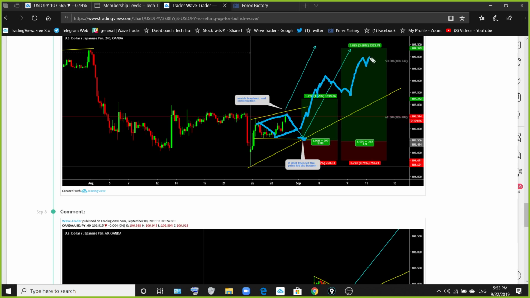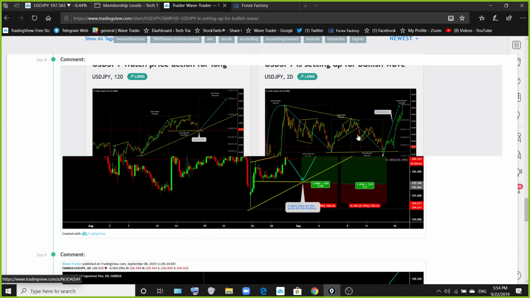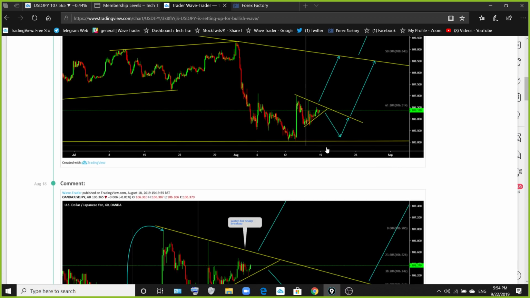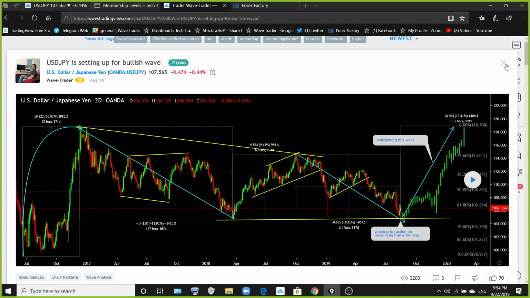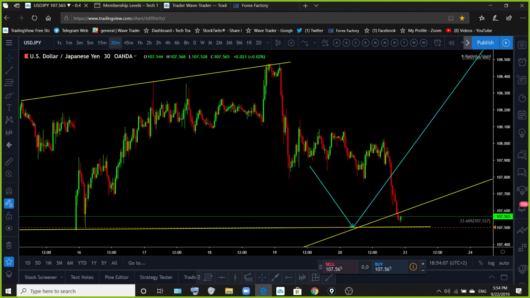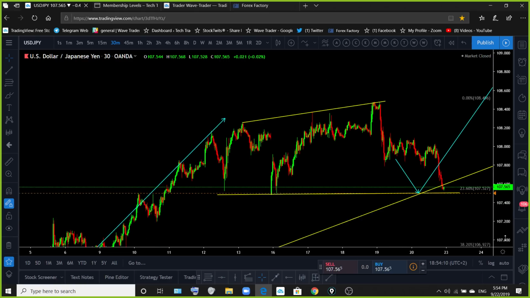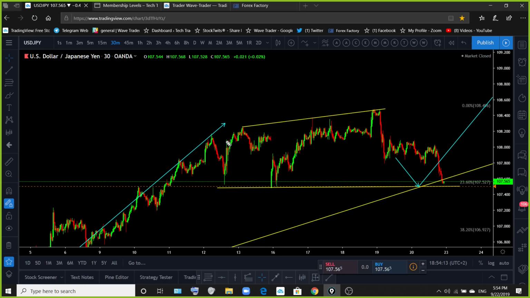Then another correction broke out. All these are setups for continuation for upside, and the next opportunity was there. And I have even shown you the other chart at this area when price was correcting. All right, this correction. Okay, this correction, that bottom, this move.